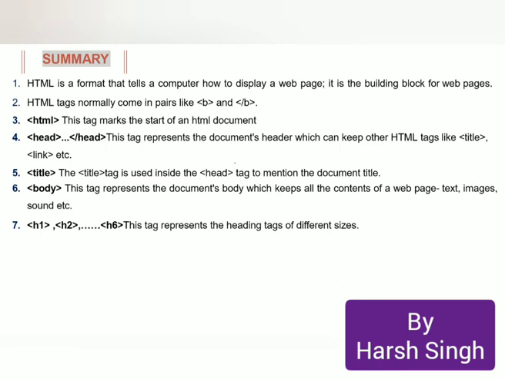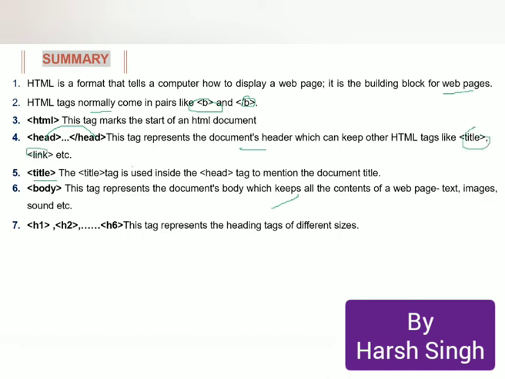So let us summarize what we have seen. First of all, HTML is a format that tells a computer how to display a web page. It is actually the building block of all web pages. The HTML tags normally come in pairs, like this is for bold, this is for ending of bold. The HTML tag marks the start of the HTML document. The head tag is the document header, which can keep other HTML tags like the title and the link.